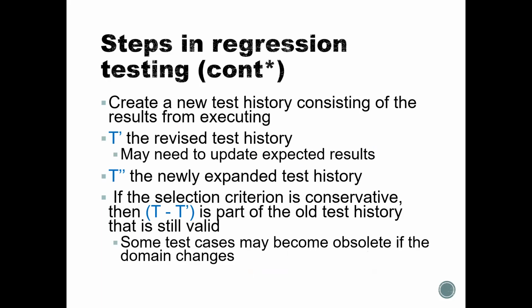Yes, so you can also create a new test history consisting of results from executing. For example, T dash, the revised T dash, can be the revised test history. Or, on the other hand, this T double dash that we saw can be the newly expanded test history. So it totally depends, like I told you, on how much regression testing you are doing. But if the selection criteria is conservative, then this T to T dash is a part of the old test history, and that will still be valid.